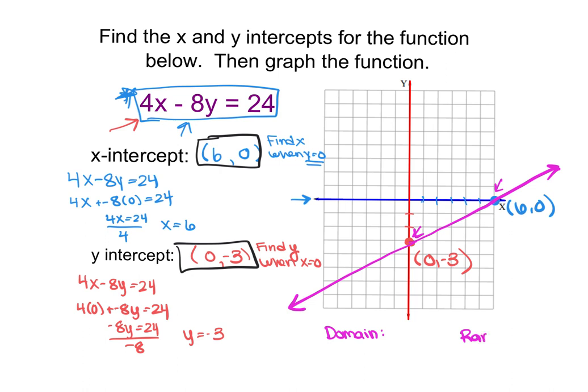And because the domain is all of the x values used to make this graph, and the range is all the y values used to make this graph, because this graph is going forever left and right, our domain is all real numbers. And our range, because this graph is also going forever up and down, is also all real numbers.